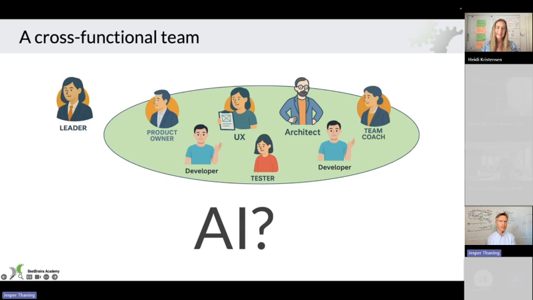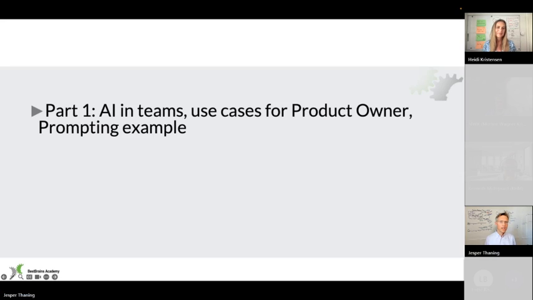We have considered the team coach or the scrum master, but we have also considered the collaborative teams. But today we are going to focus more on the product owner role. And what we have for you this afternoon is two parts: a little bit about AI in teams, some principles and use cases for a product owner. And we also have a small prompting exercise.